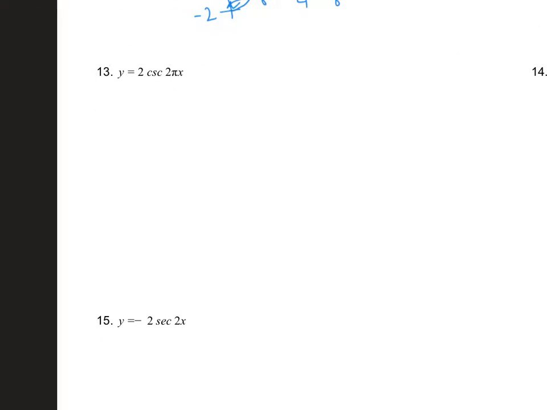Alright, number 13, cosecant. That's the reciprocal of sine, so we're going to use that to help us. So my amplitude is 2. My period is 2 pi over 2 pi, which is 1.